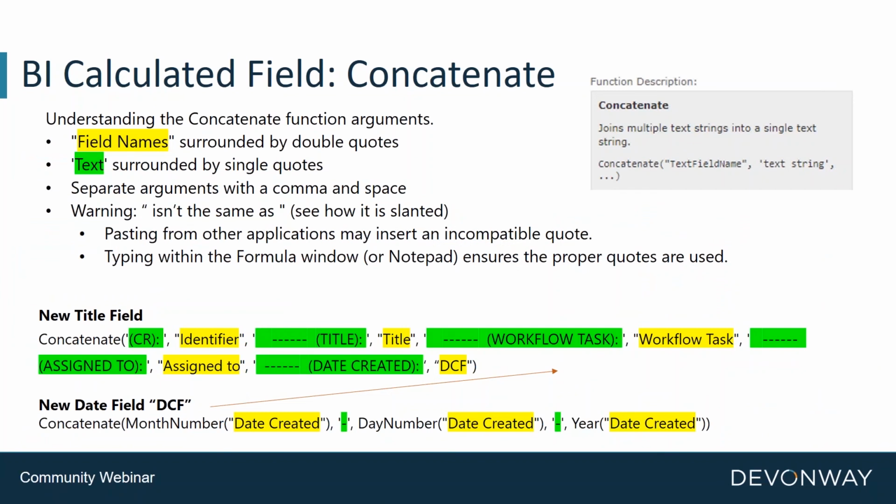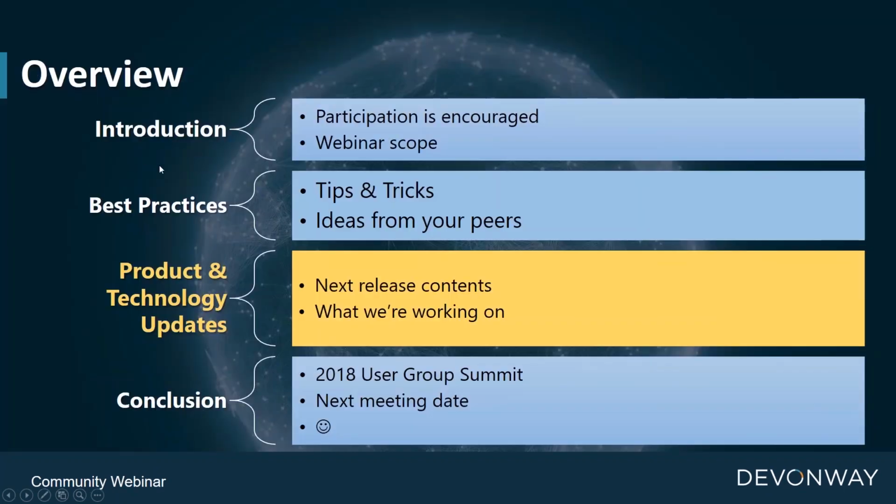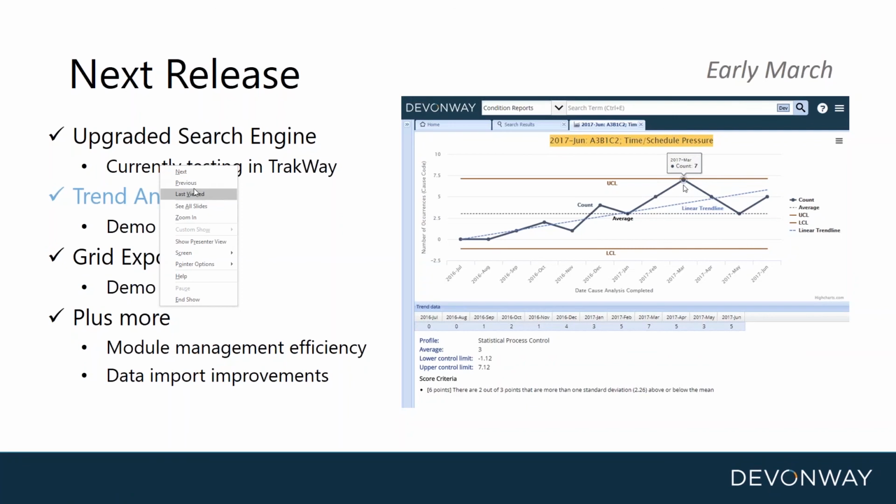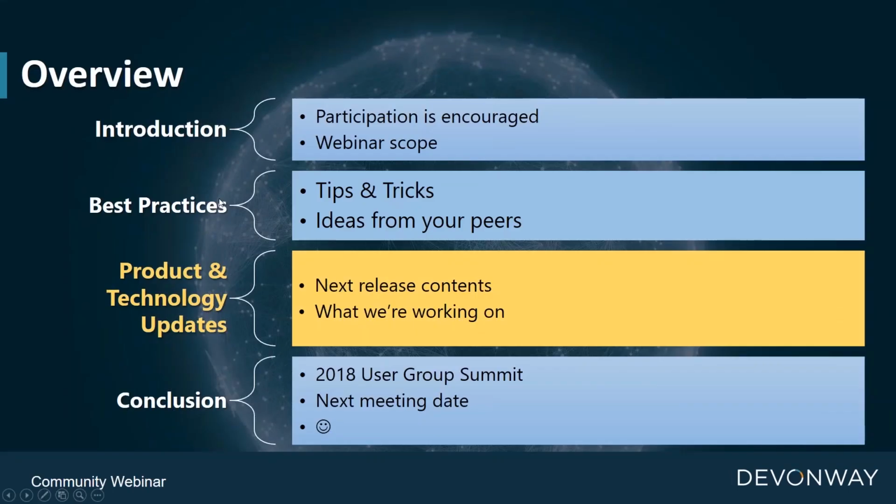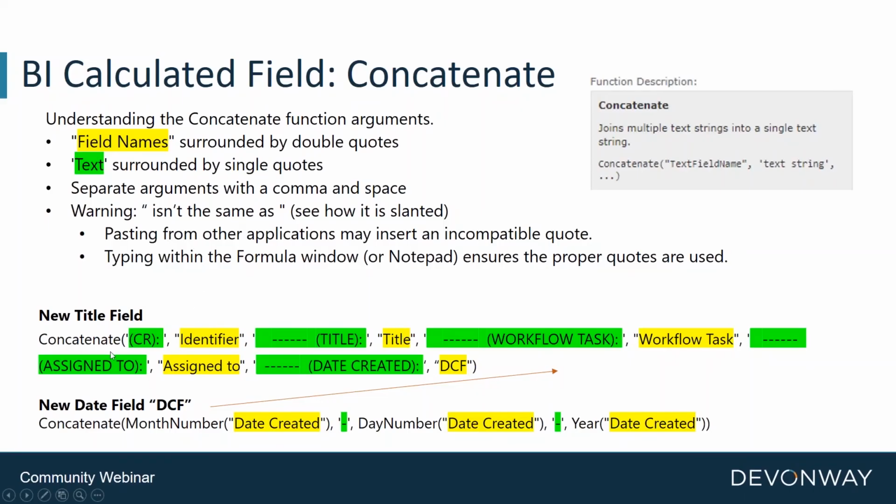And here's a very busy summary of what we just went over, but I think this will help you. So when we created the new title field example, there was that long string of text. Really it's just two types of components to it. The yellow is basically all the fields. So we combined the identifier, the title, the workflow task, assigned to, and that field we created for date created.